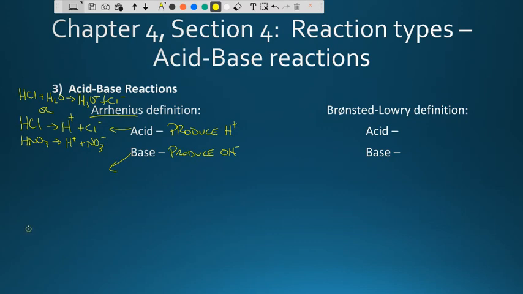Now, in the case of an Arrhenius base, we would take a look at sodium hydroxide, and that would dissociate in water into the sodium ion plus the hydroxide ion. So that's a basic definition within the Arrhenius lens.